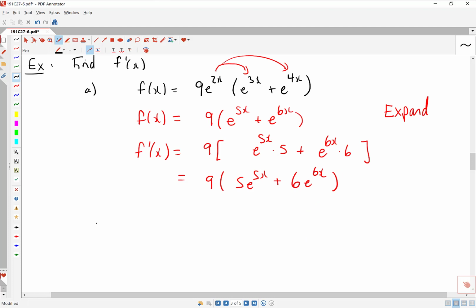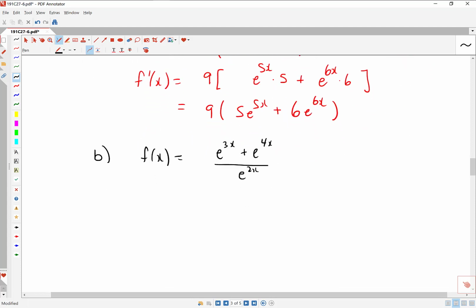So let's try another example where we have to somehow simplify before we take our derivative. Let's say f of x is (e^(3x) + e^(4x)) over e^(2x). We'll think about how to simplify that. So here's our original function f of x. What you can do is you can bring the e^(2x) up to the top, but it's now going to have a negative exponent, just representing that that came from the denominator.